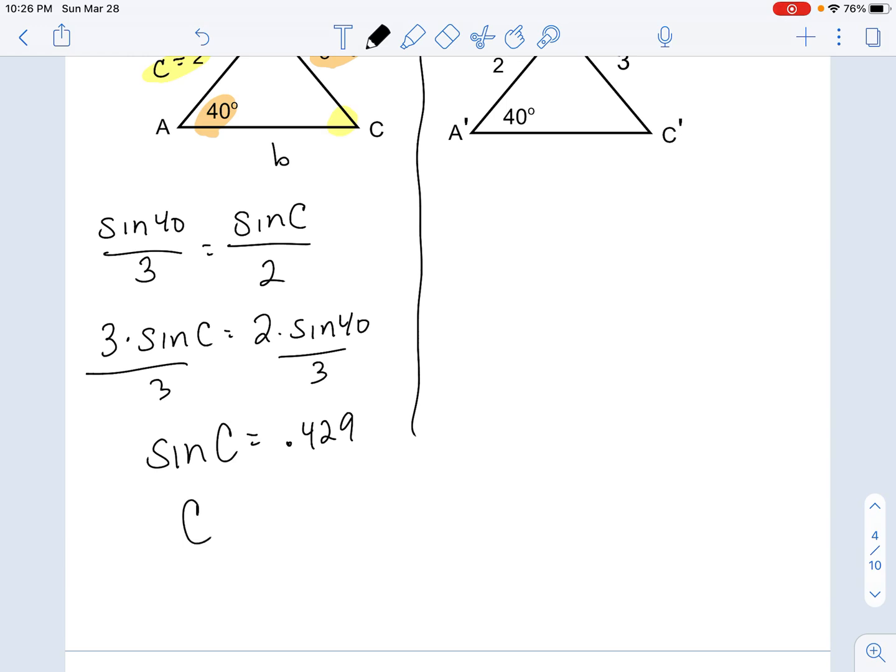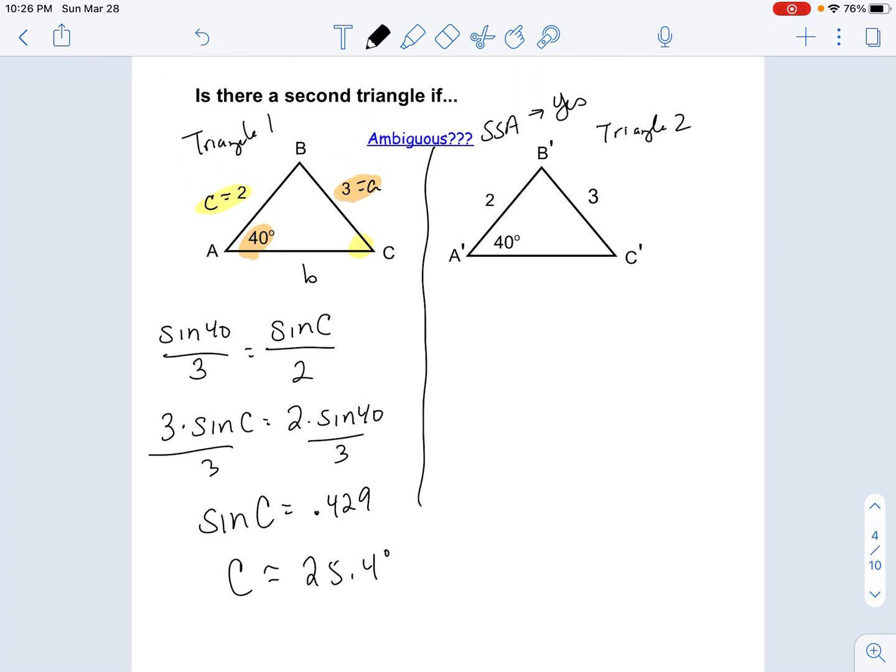25.4 degrees. So that gives me angle C is approximately 25.4 degrees. Okay, so in this triangle, angle C is 25.4 degrees. That's okay because I've got a 40 and a 25. That's about 65 degrees. We're good there.